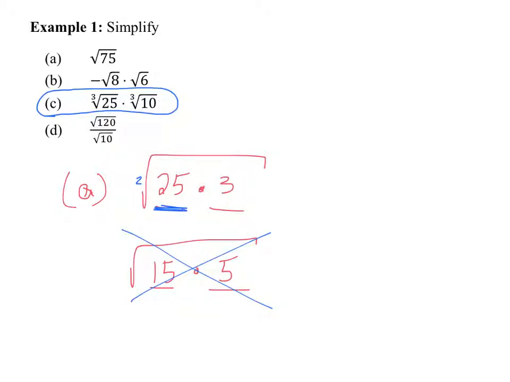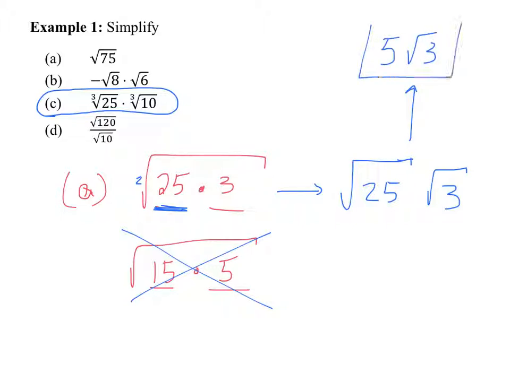Now, how does this help me? What can I write this as? Using the rule from the previous slide, if I have the product of 25 and 3 underneath a radical, how can I write it? I'm not asking for the answer, but I want to see how you can write this. The square root of 25 times the square root of 3. You can't say the square root of 5, because then you're taking the square root yourself. Then this becomes, as a result, then what does root 25 simplify to? Root 3.